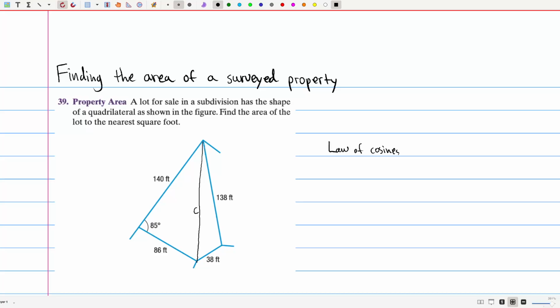Okay, so the law of cosines says that c squared is 140 squared plus 86 squared minus 2 times 140 times 86 times cosine of the angle between them. So in particular, c is the positive square root of this quantity. I'll just write it like this for now.